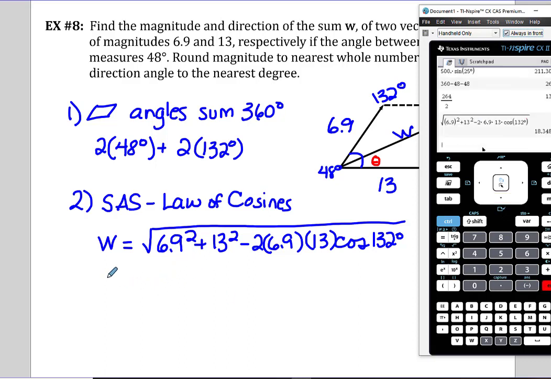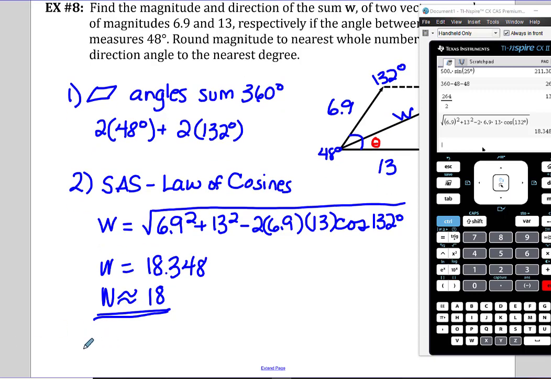So about 18.348. So W is about 18.348, and they want us to round to the nearest whole number. So W is roughly 18, and they haven't given us any units, so that's all we know, it's 18 units. Okay, that's called the resultant.